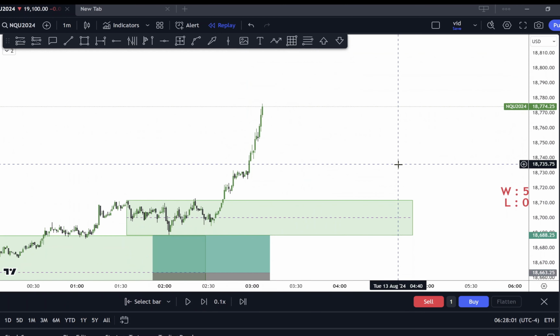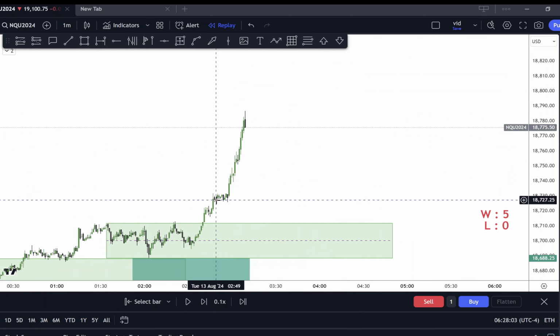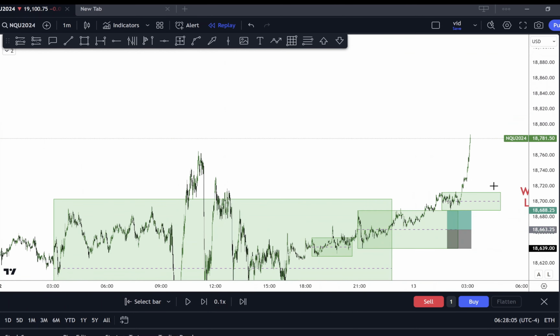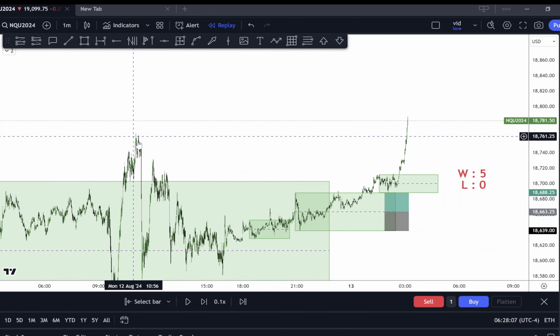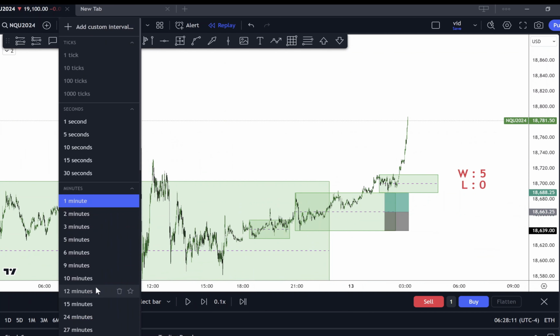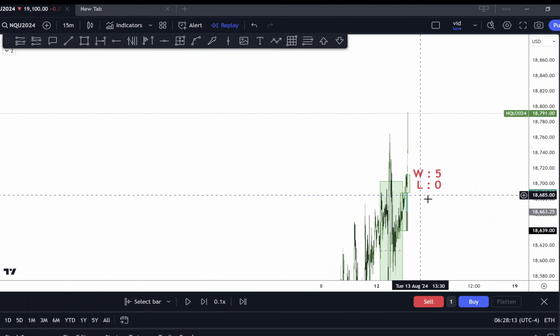Okay, not a valid zone or pullback here again. Okay, cool. So now we are just accelerating now, and we took this high. Okay, now we saw that it's a 15-minute high.